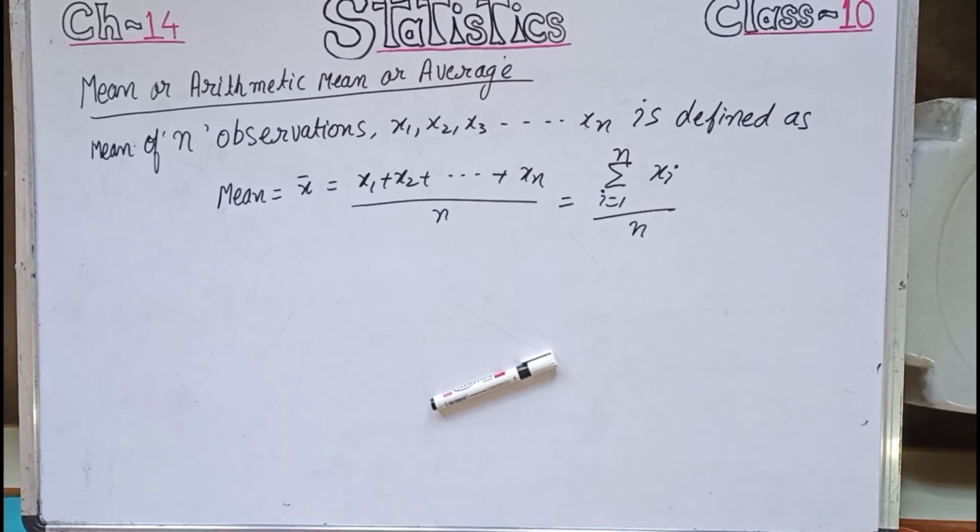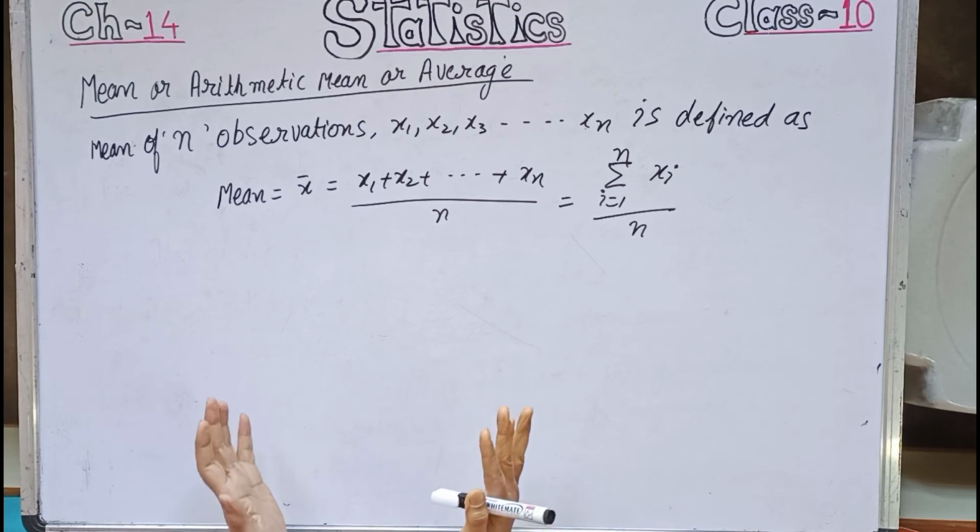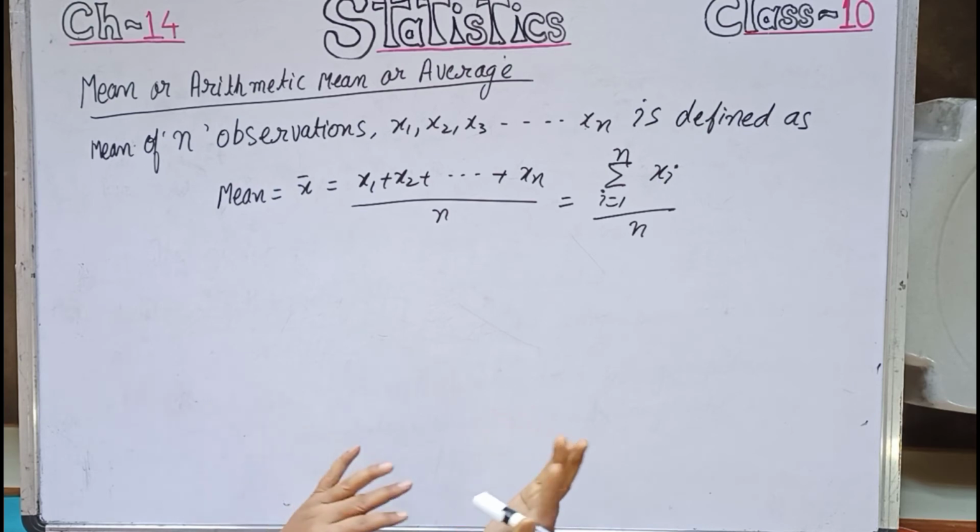Now let us move to the first topic of measures of central tendency, that is mean. Now keep in mind what a measure of central tendency is. The value which depicts or dominates, or which is the central value of a given set of observations, is called the measure of central tendency. There are three measures of central tendency: the mean, median and mode.